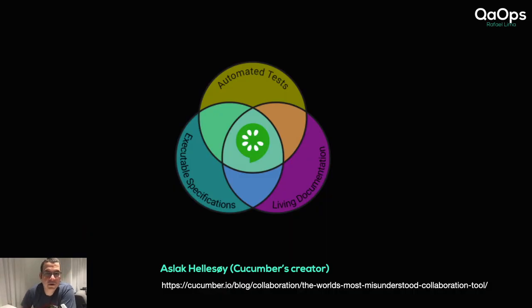So before we dive into Gherkin itself, let's talk a little bit about what Aslak described. You're going to notice that there are three circles here: automated test, executable specification, and live documentation. Cucumber is right in the middle, in the intersection between those three. And that's based on everything that we talked about on Cucumber already, right? Because it's going to be executing your specification. It's going to become a live documentation. It's always running, so it's going to force the team to update it.